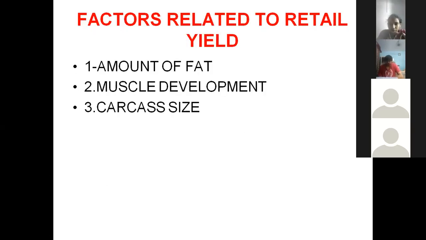The factors related to retail yield are the amount of fat, muscle development, and carcass size. All these three factors will affect the retail cut yield or trimmable meat cuts.